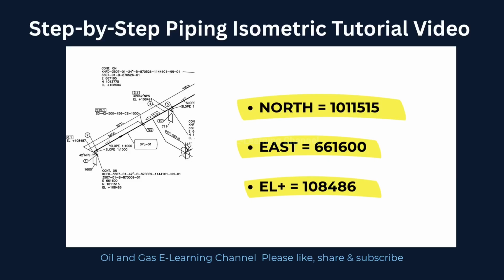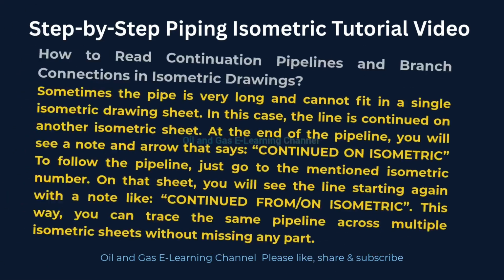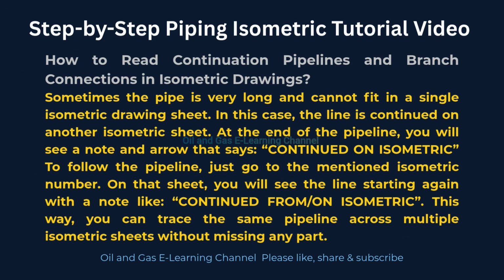When you combine north, east, and elevation, you get the exact 3D position of the pipe in the plant. So, remember, north, east, and elevation together give the complete picture of where a pipe is located in the plant. Section 8. How to read continuation pipelines and branch connections in isometric drawings. Now let's learn how to read continuation pipelines and branch connections in an isometric drawing.